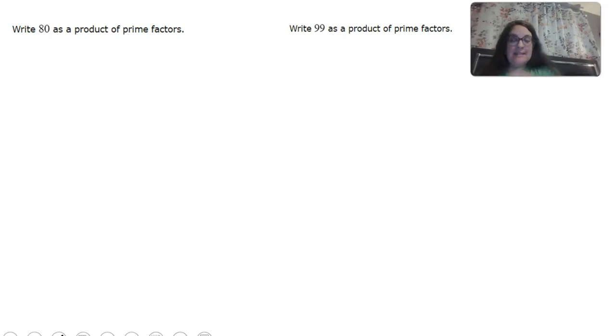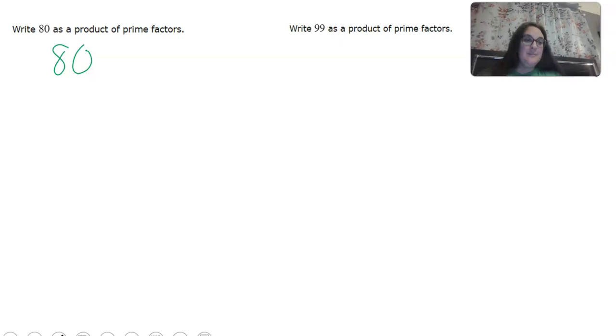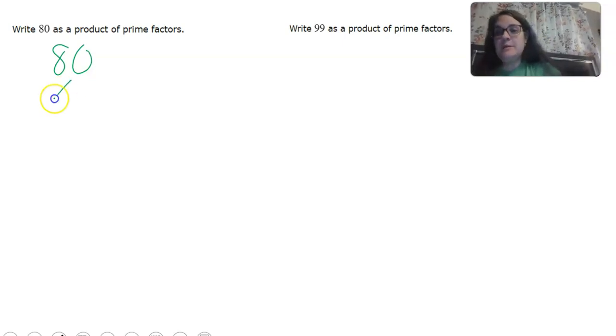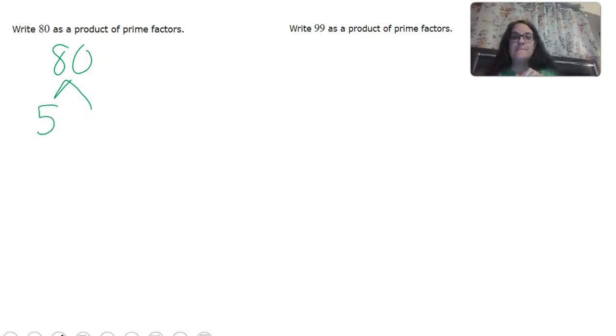80 ends in 0. So we know it's going to be, first of all, divisible by 10. But 10 is not a prime number, so why don't we try 5? 5, 10, 15, 20, 25, 30, 35, 40, 45, 50, 55, 60, 65, 70, 75, 80. So that's 16 times if you lost count.